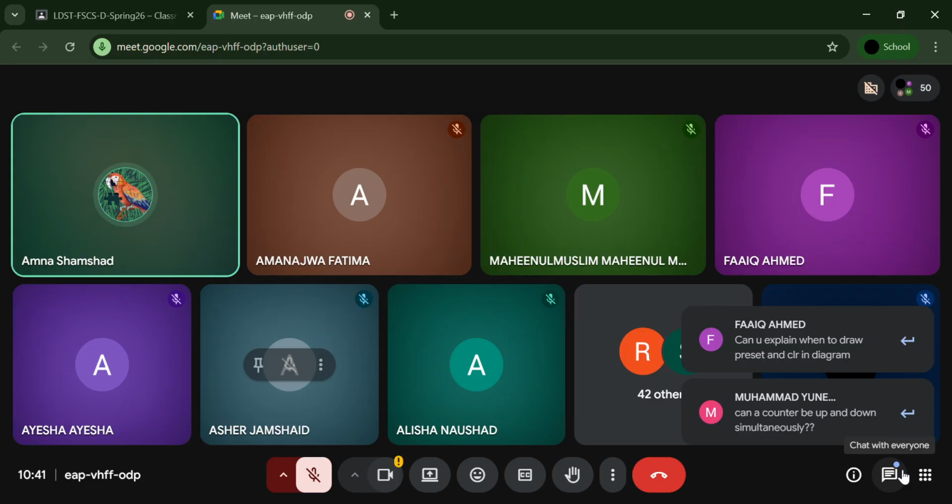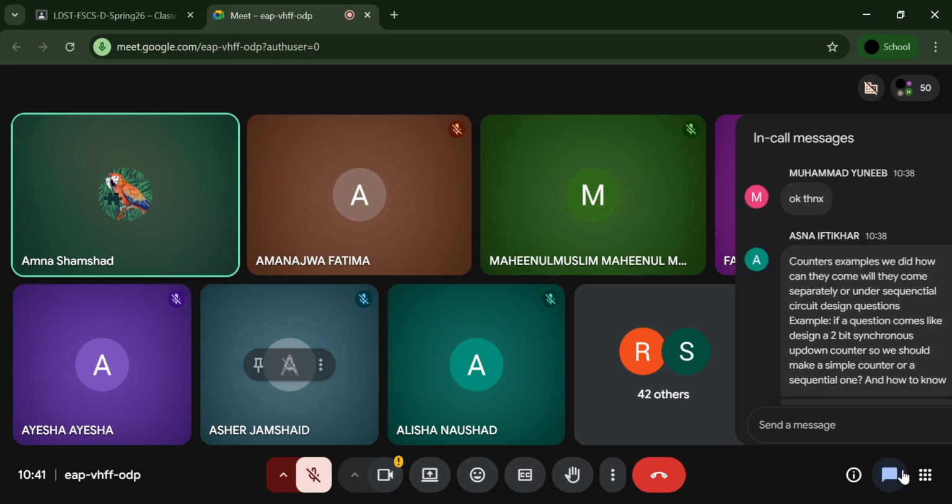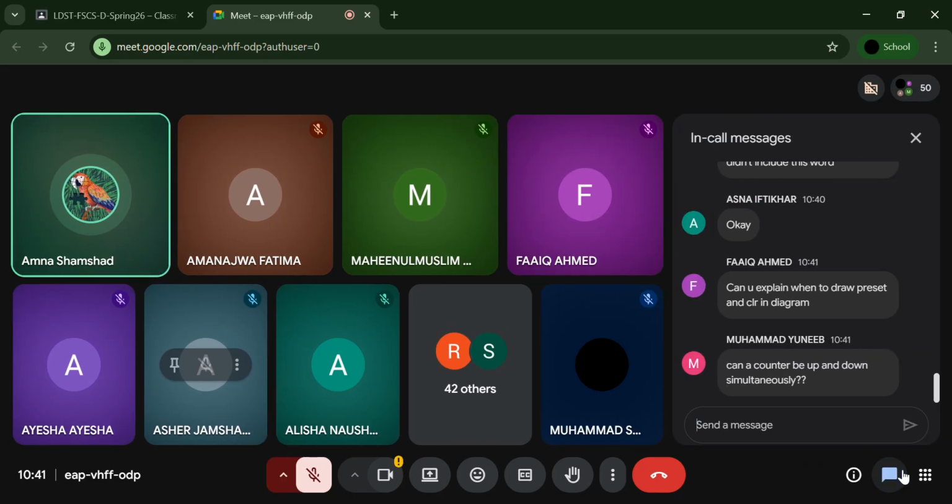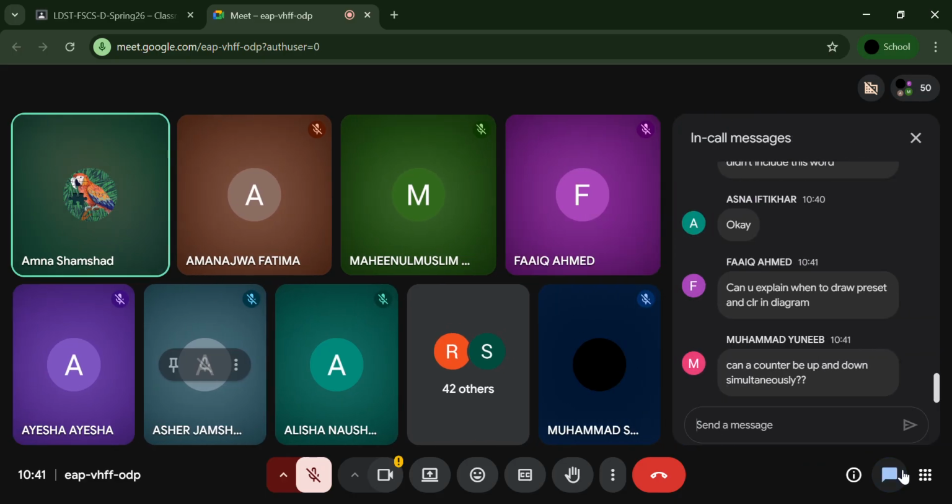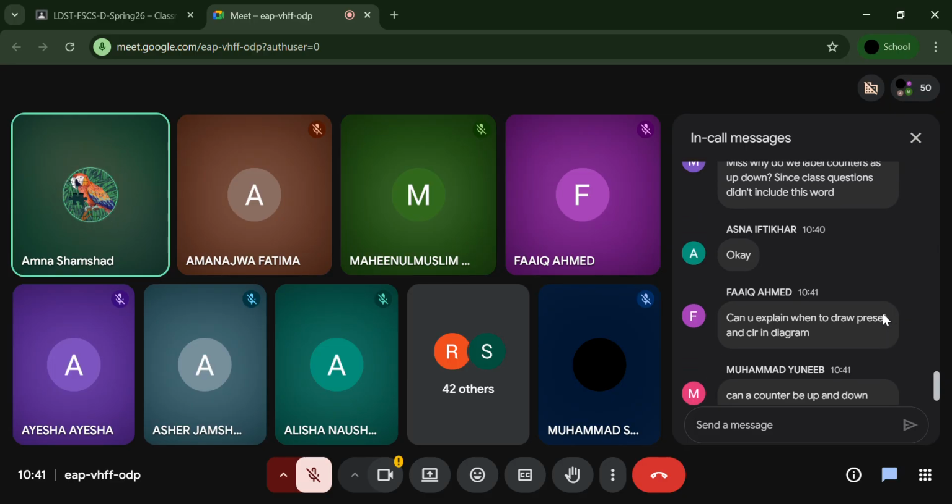Yes, Maria. Why do we label counters as up down? If the counter is mentioned as an up counter, it means a 2-bit synchronous counter in an increasing sequence. I have repeated these words many times, up counter, down counter. In the last class we have also drawn the up and down counters in a single state diagram as well.